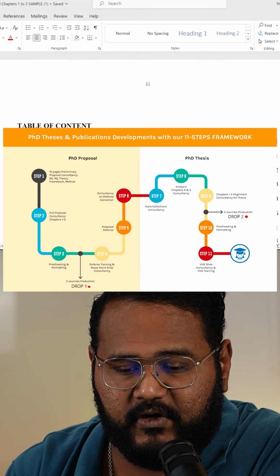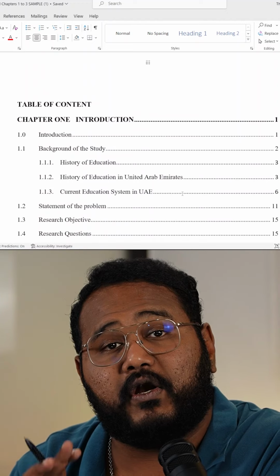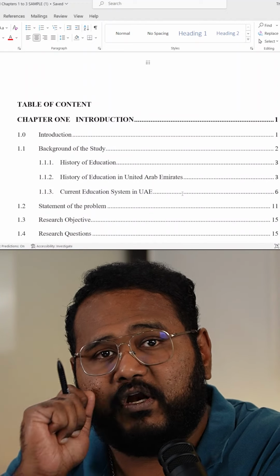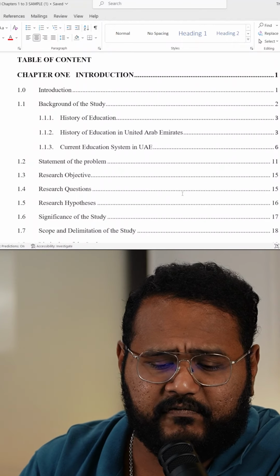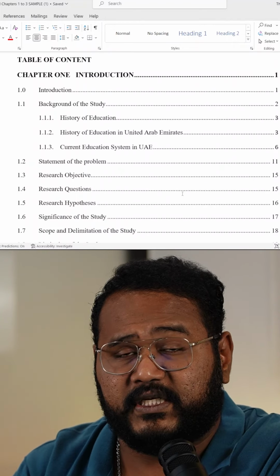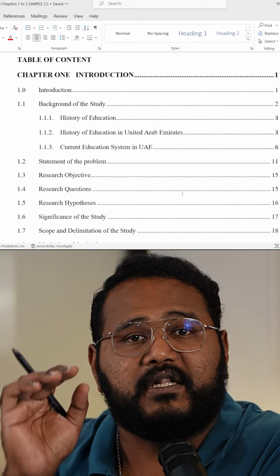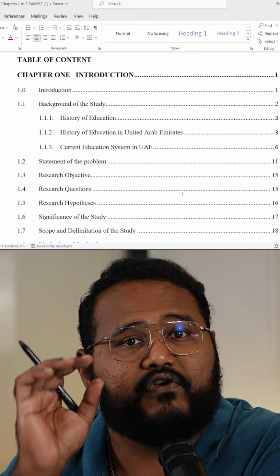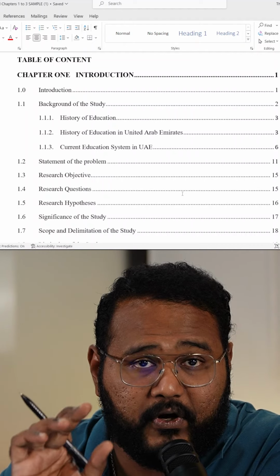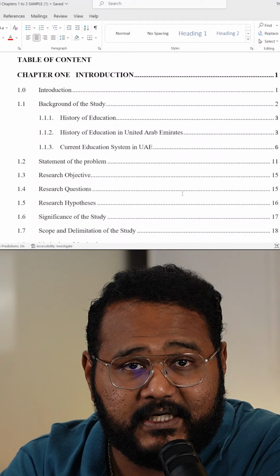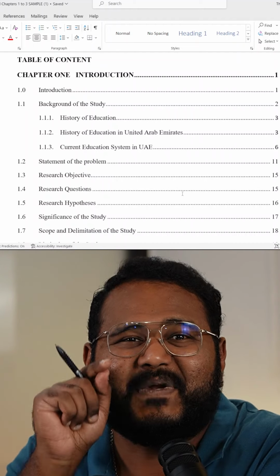Now, from the table of contents, you can somewhat already get the gist of what you're supposed to do. Chapter 1 starts with introduction, background, statement of problem, research objective, research question. See, these parts will build the funnel or the scope of your entire journey. If you get this wrong, everything else will be wrong. The important primary strategy here is to get this part right precisely.